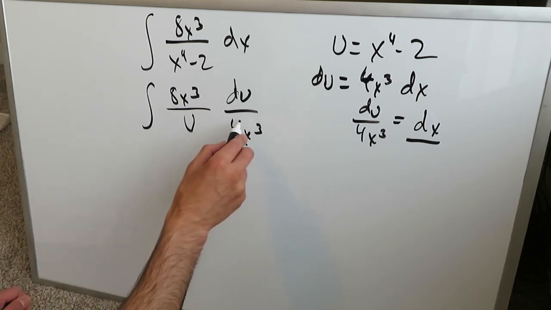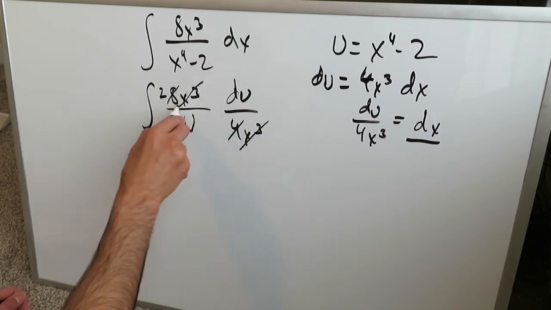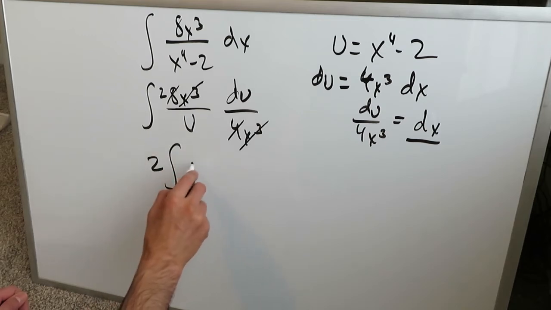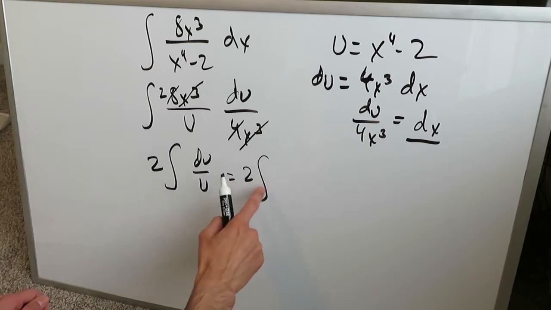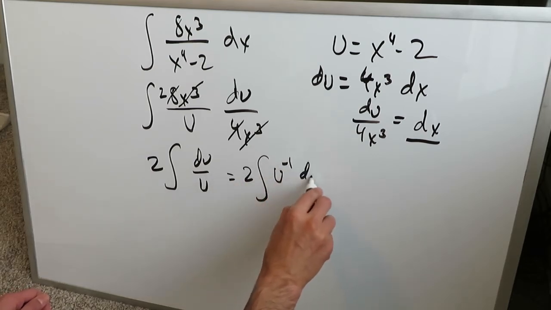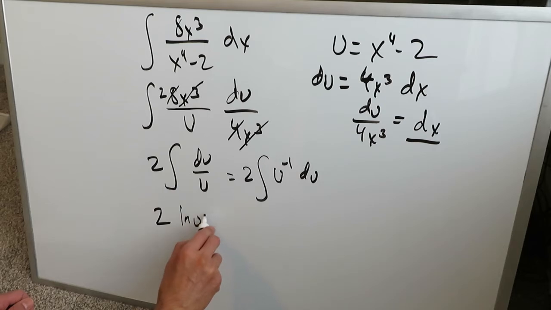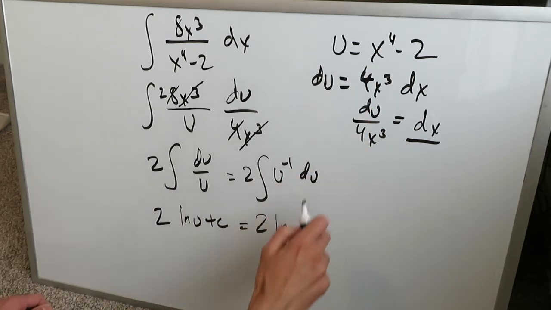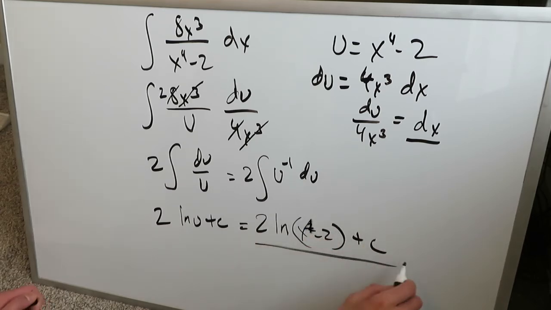Now look, you can simplify this and bring a 2 over here. The x cubed can simplify with this. You basically just have a 2 left on the top. The 2 can come outside of your integral. You have a du over u, which is the same thing as 2 multiplied by the integral of u to the minus 1 du. And you see you're getting a natural log function here again, but that's fine. Your answer will be 2 natural log u plus c, which is the same thing as 2 natural log of x to the 4th minus 2, plus c, and you would be done.